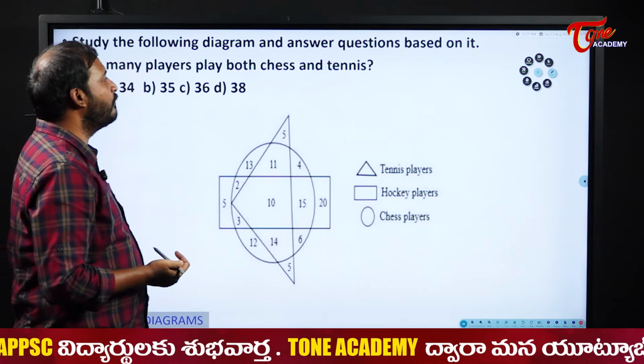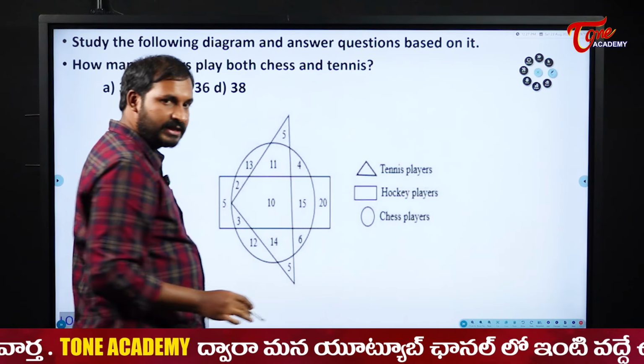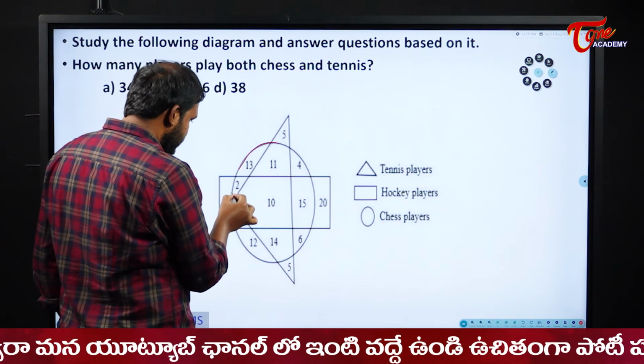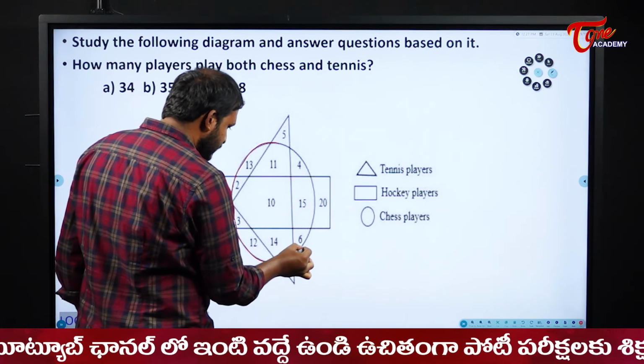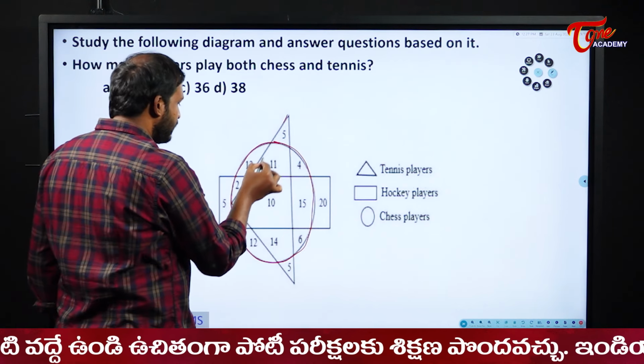How many players play both chess and tennis? They are not mentioning anything else. So just chess, and chess players are what? This circle. Chess players are inside the circle. Okay. Next, tennis. Tennis players are inside the triangle, right?